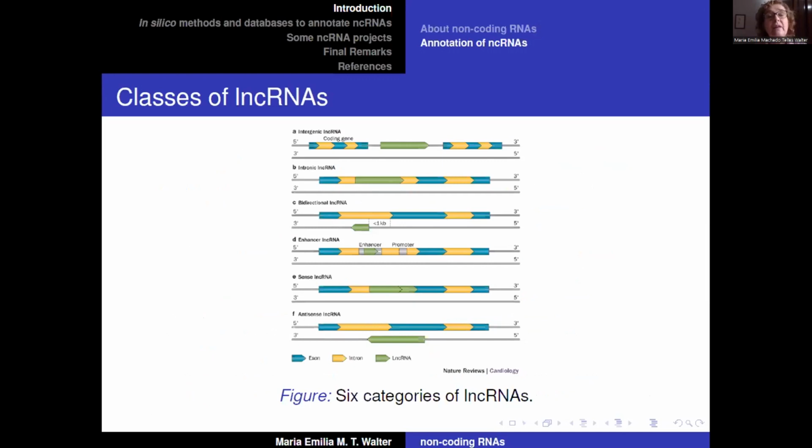We have some other classes of long non-coding RNAs. They are quite different. There are 6 categories that are known already, and you can see in the figure, in green, the long non-coding RNA. For example, the first class is the intergenic long non-coding RNA, a sequence that occurs between 2 coding genes, and these blue and yellow are respectively exons and introns. We have intronic long non-coding RNAs and so on.